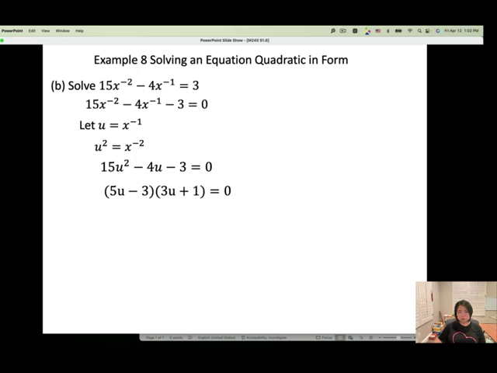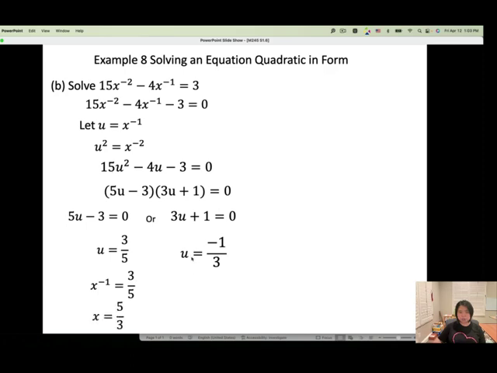Okay, factor out. Zero product property. Find out what your u is. Okay, once you find u, remember u is the variable that we made up. We want to find x. So we're going to replace u with x to the power of -1. And this is going to be 1 over, which means you're going to flip this fraction. Same idea for this one. Flip this fraction, so that will be -3.